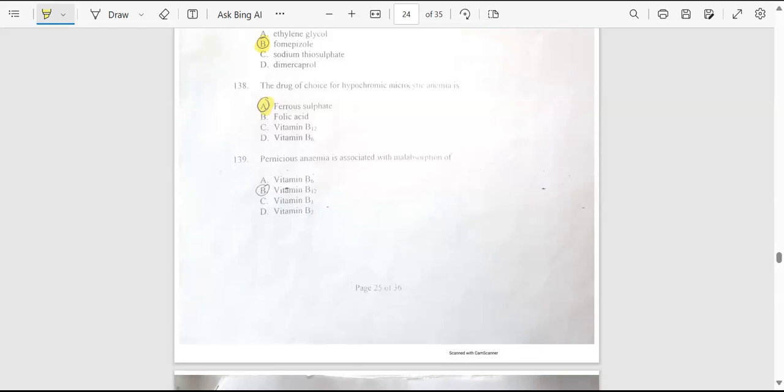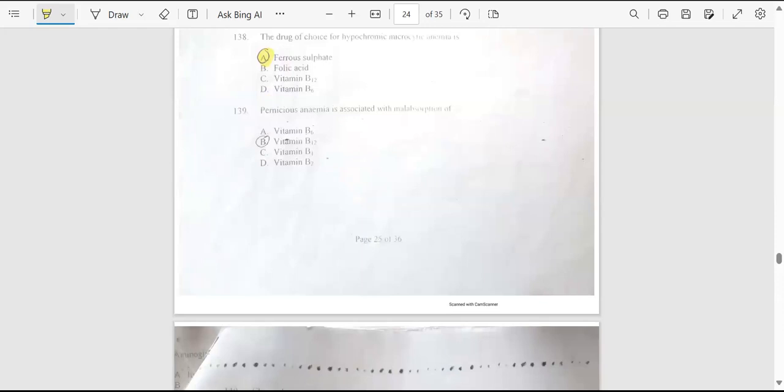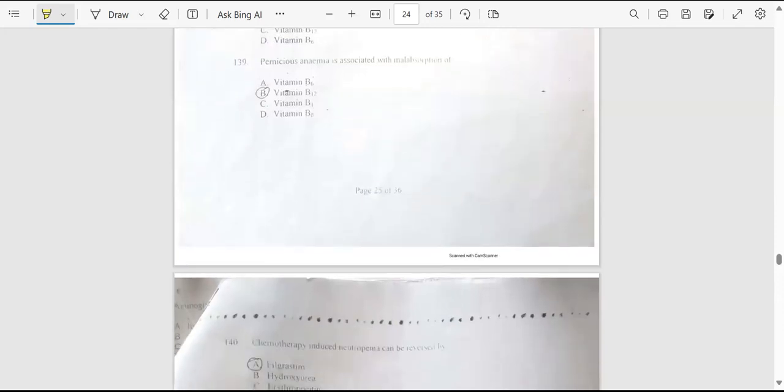Wait, who's the one guy? Just listen to the advice if you're given. Noted. And then pernicious anemia is associated with malabsorption of vitamin B12. That's where the intrinsic factor comes in.